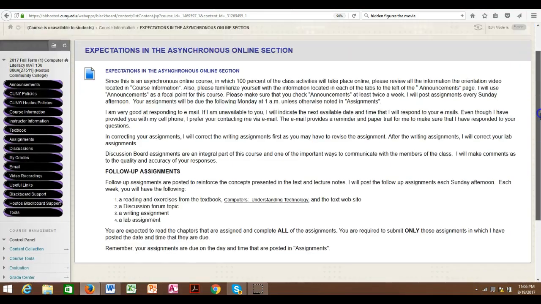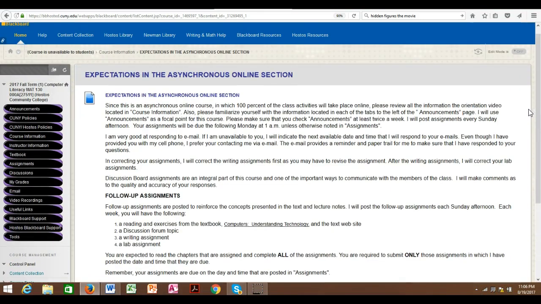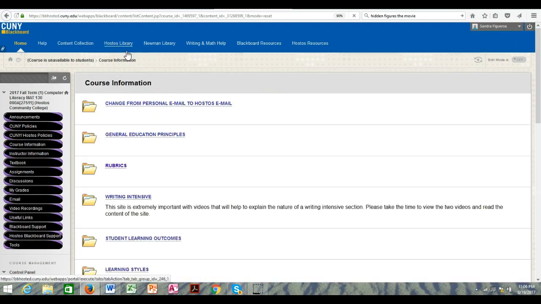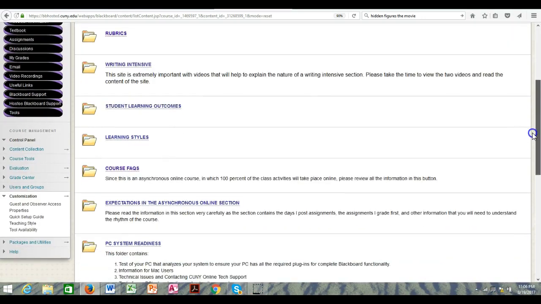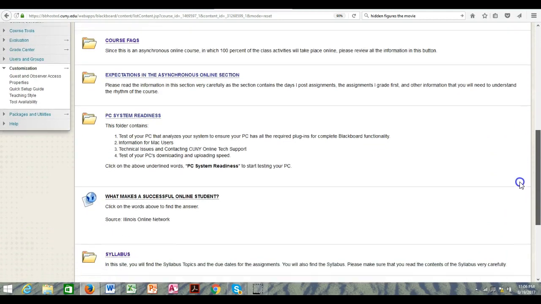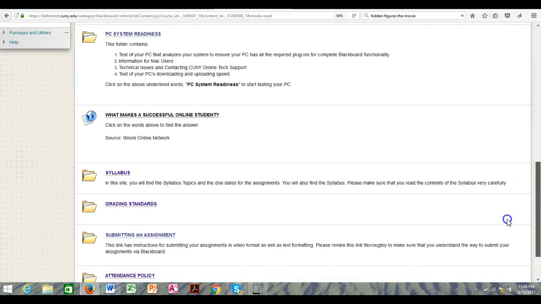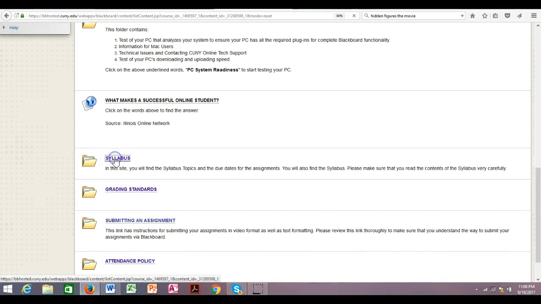There's a lot of discipline involved in this, and so when I ask you to submit your assignments on a particular day, I do expect them to be there. All right, let's go back to course information. And you can see PC requirements, what makes a successful online student, so make sure you go over that.